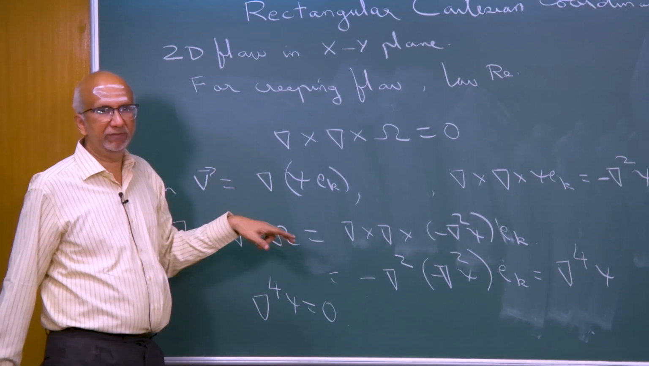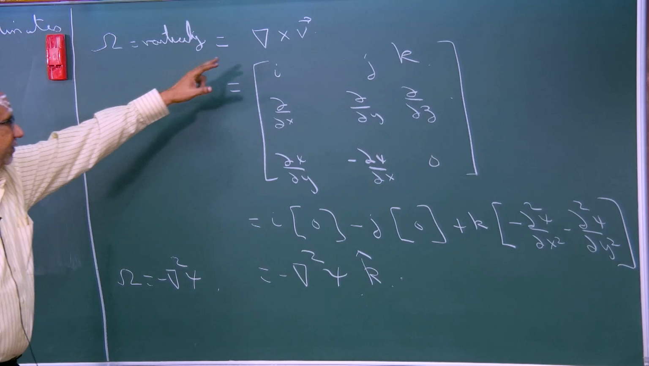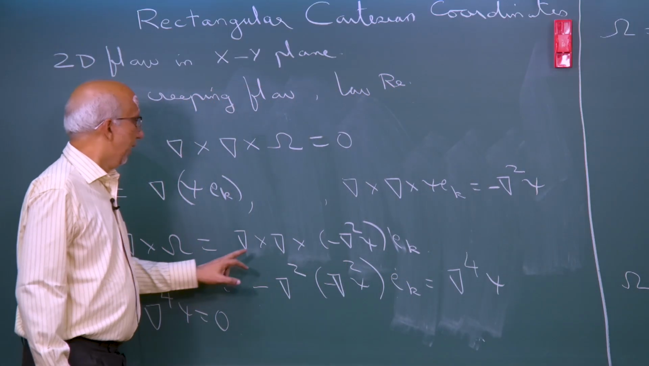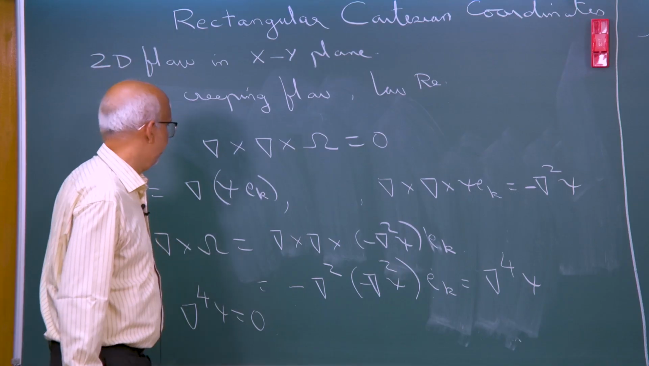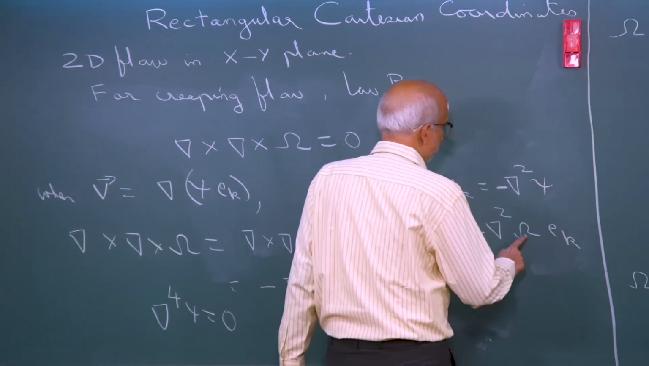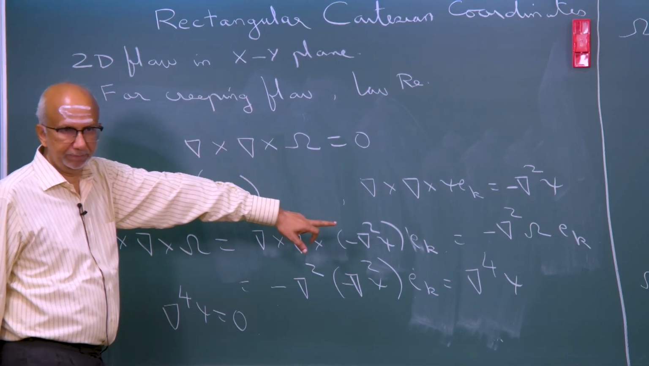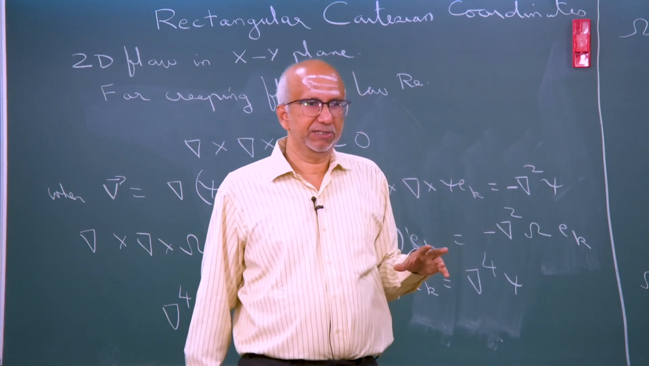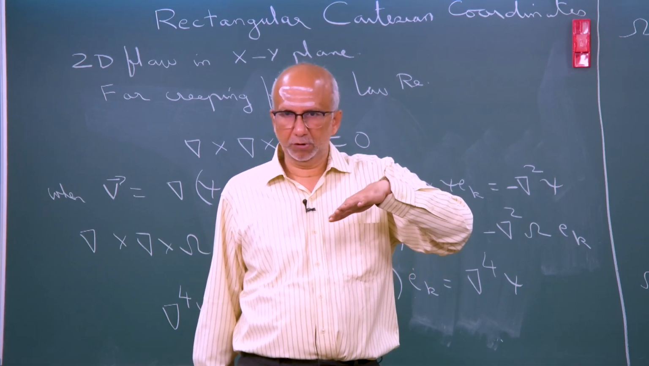So I can use the same idea. If this is not pointing in the z direction, I may get some different result. Because this psi is in the k direction, omega is also in k, so this curl of omega is nothing but minus del square of minus del square psi. I can write this as minus del square omega ek. So basically what I am saying is curl of something, at least in Cartesian coordinates, is del squared. Let me make one thing very clear, this del square is the same as the Laplacian, d square by dx square plus d square by dy square. This is true for Cartesian coordinates.